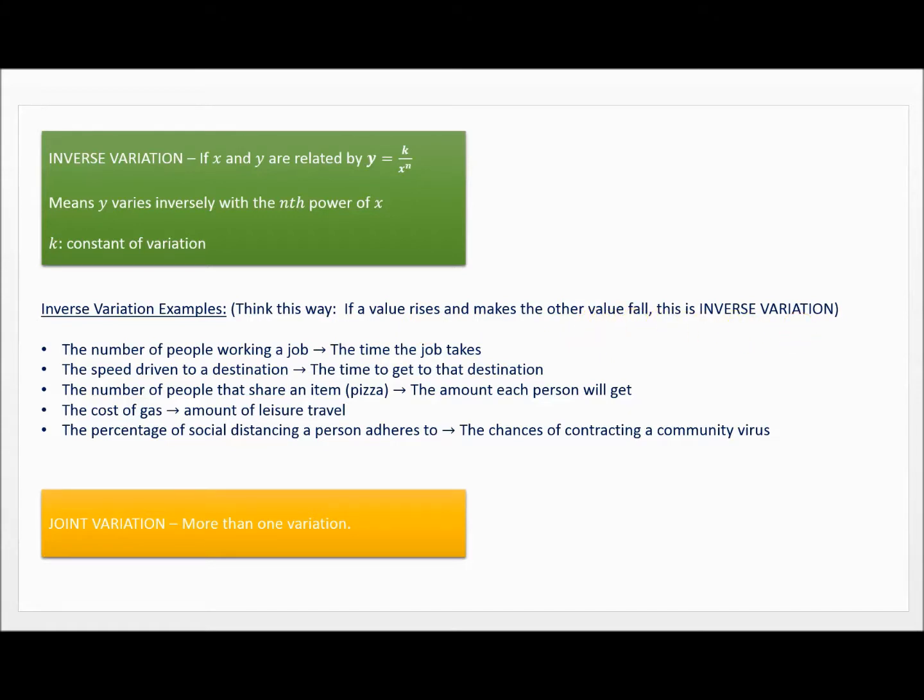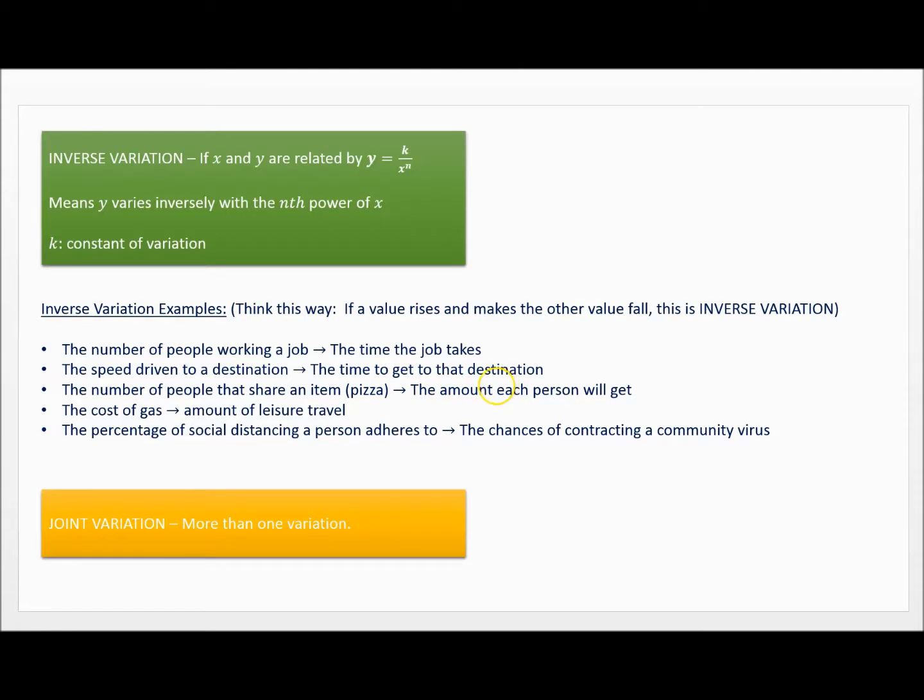And I have some examples. So for example, the number of people working a job, the more people that show up, the less time the job takes. Right? So if it takes one person 2 hours to mow a yard, it might take two people an hour to mow the yard. Okay? So the more people that are doing the job, the less time it takes. Those are inversely related. One goes up, the other goes down. Or the speed that you drive somewhere, the less time it takes to get there.